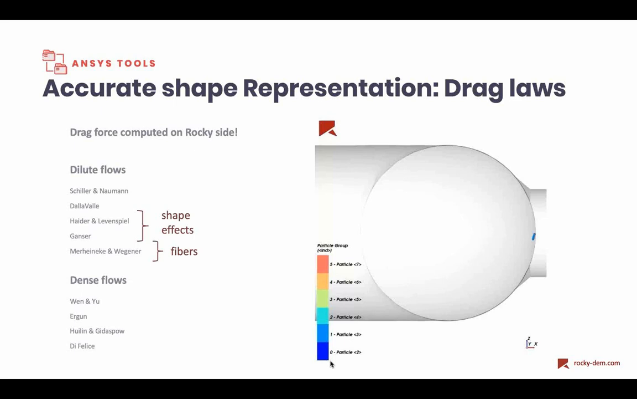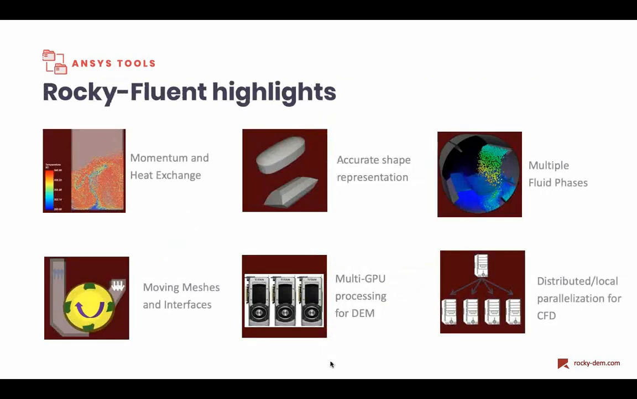Okay, but the message here is that since Rocky has shapes, the coupling with Fluent takes the shapes into account, and we do have implemented into the code a library of drag laws that takes shapes into account. Okay, so a little bit of the highlights of what we have today in our Fluent coupling. Okay, the one-way coupling and the two-way coupling, they have momentum and heat exchange. Okay, we have shapes into account.